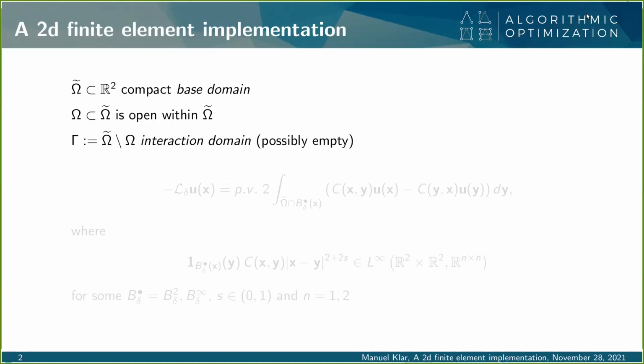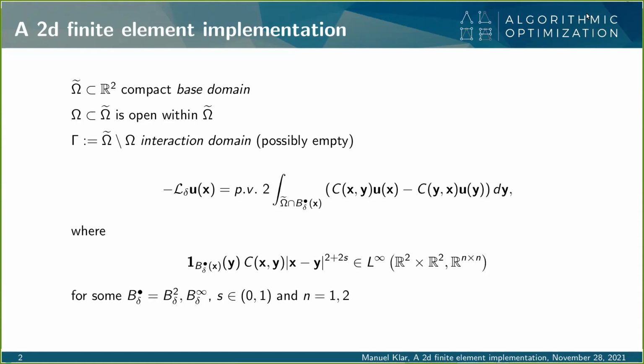So we are given some compact base domain that's a 2D domain, and we now consider a domain omega which is open within that domain. So that is where our solution lives, or the degrees of freedom live. And we are then given also a complement of that, gamma, where we could put some Dirichlet boundary data. So we call that the interaction domain, but that set could also be empty.